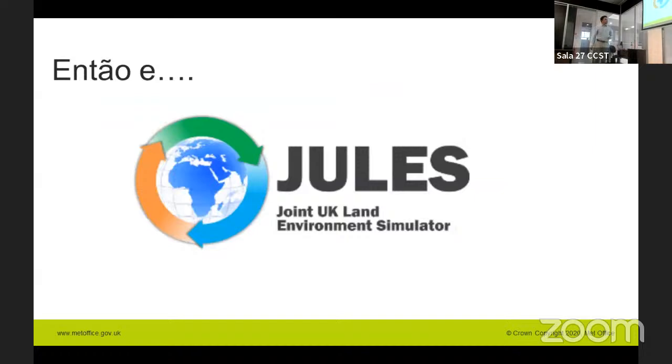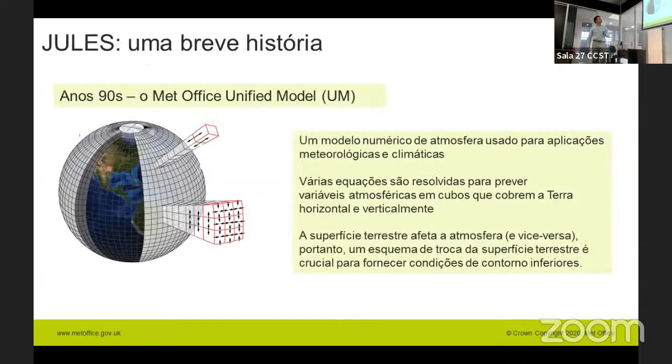So what about JULES? JULES stands for Joint UK Land Environment Simulator. It's a collaboration between the Met Office, the Centre for Ecology and Hydrology, and UK and Australian partners as well. It forms the boundary layer of the Unified Model. The Unified Model is great because it's both the weather and the climate model, just run over different timescales.